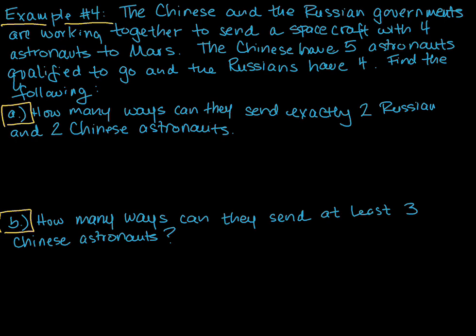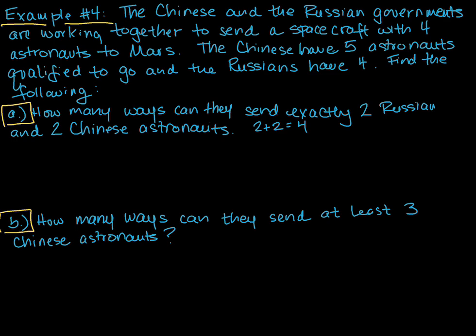So A is similar to the last problem. How many ways can they send exactly 2 Russian and 2 Chinese astronauts, right? Because the 2 plus 2 equals the 4, because they want to send a total of 4 astronauts to Mars. And part B is asking how many ways can they send at least 3 Chinese astronauts. And so that goes back to the video before this one, part 1, breaking it into cases with at least a certain number.